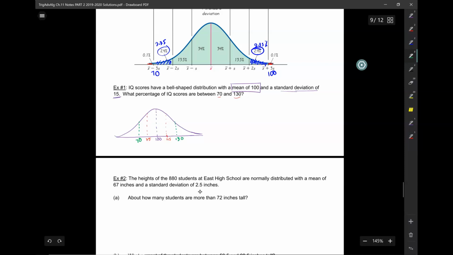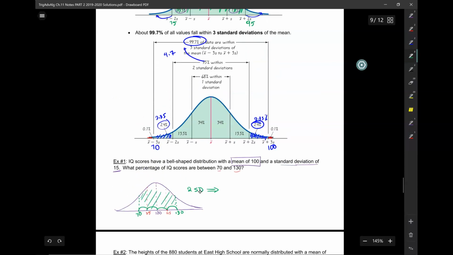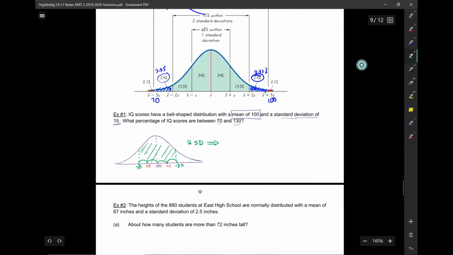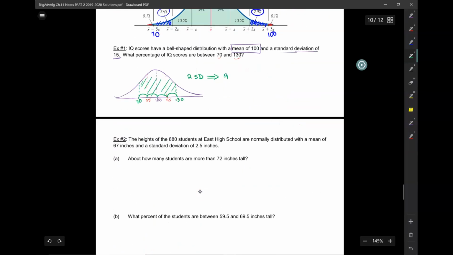And there you go. So now, from here to here, I went over 2 standard deviations. 2 standard deviations corresponds with, what's the rule? 68, 95, 99.7. 2 standard deviations is 95%. So we say 95% of the scores lie within 70 and 130.